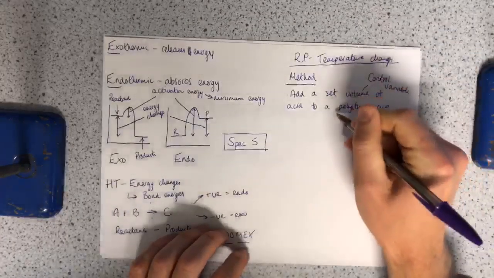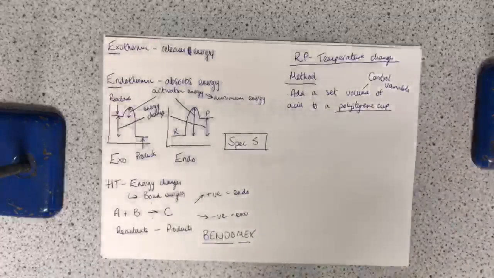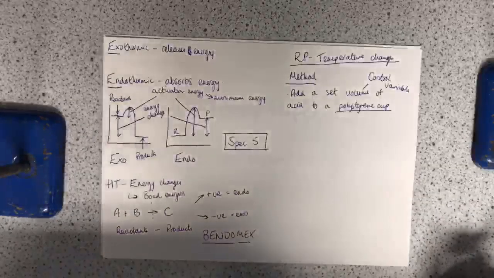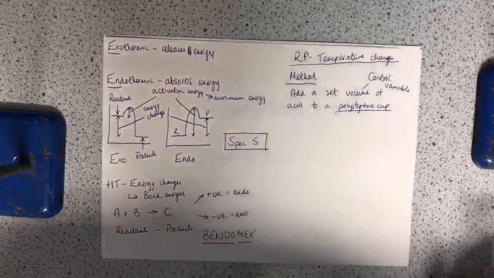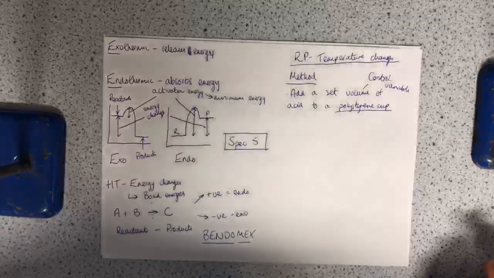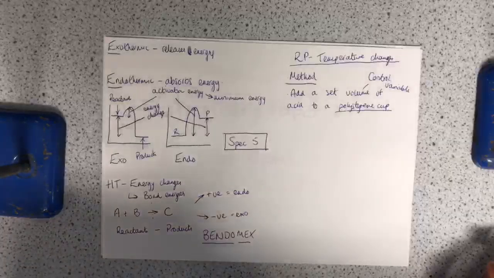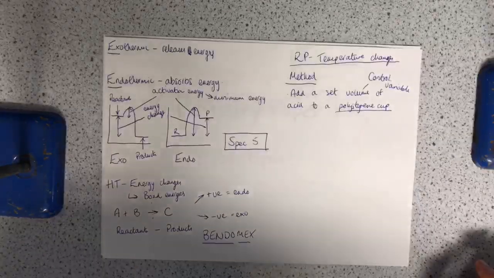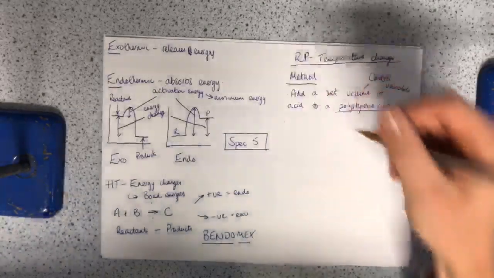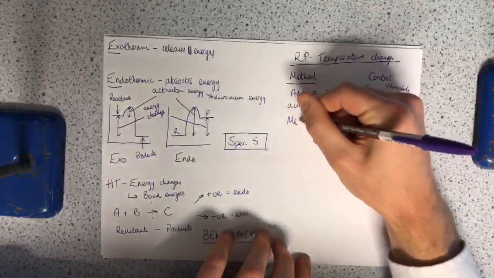You use a polystyrene cup because it insulates whilst you're doing this. So you add a set volume of acid to a polystyrene cup. They may name the acid for you, so just use the acid that's given to you in the question. If not, go with something sensible like hydrochloric acid. What you then do is measure the start temperature.